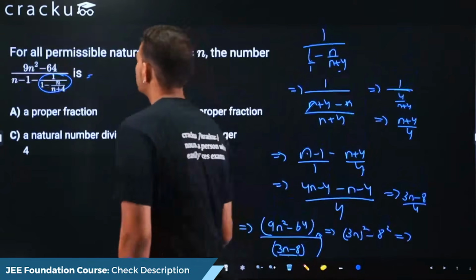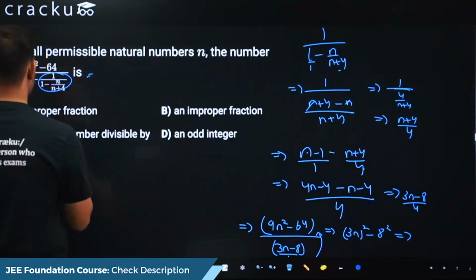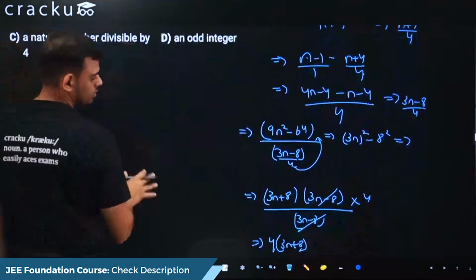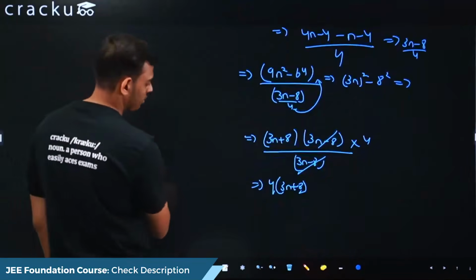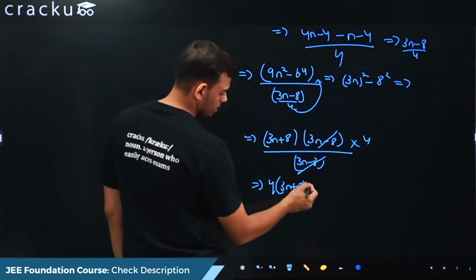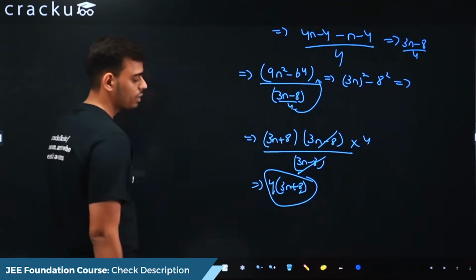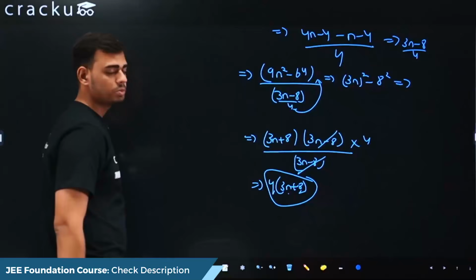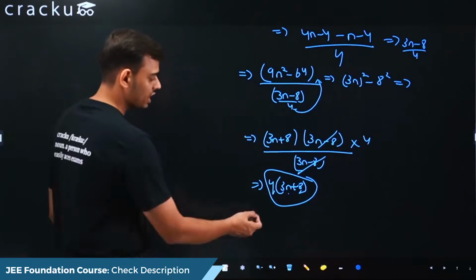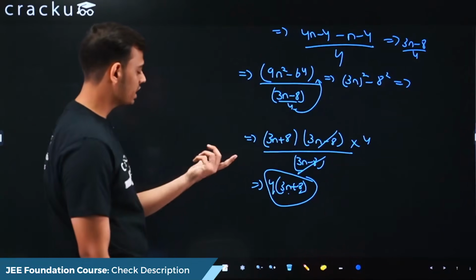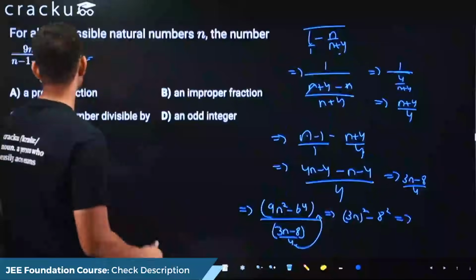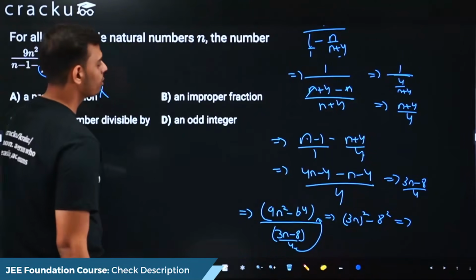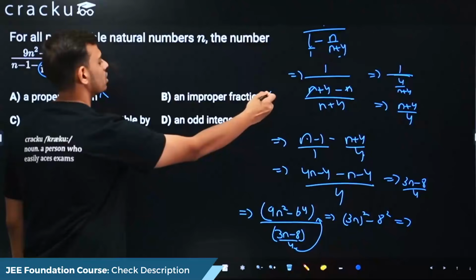Now, what is some property of that expression? It is a proper fraction? No. Yes, it is a proper fraction? No, it is not a proper fraction. It is not a fraction at all. We'll get a definite number. If n is a natural number, which means n is not a fraction, then we'll get a definite answer. We'll get a natural number only. It won't be a fraction. First option is incorrect. An improper fraction? Again, it's not a fraction at all.